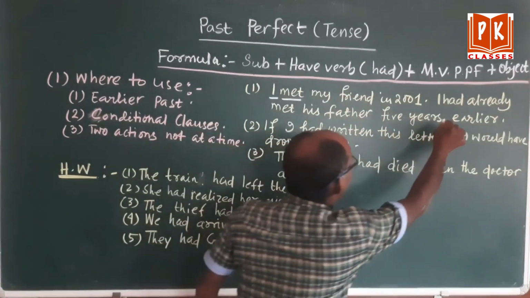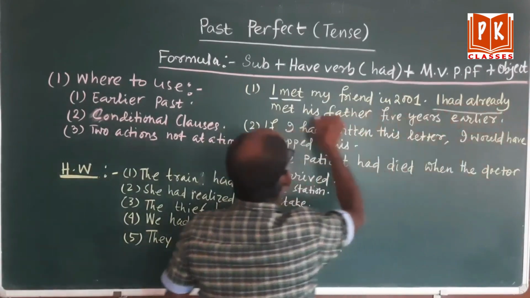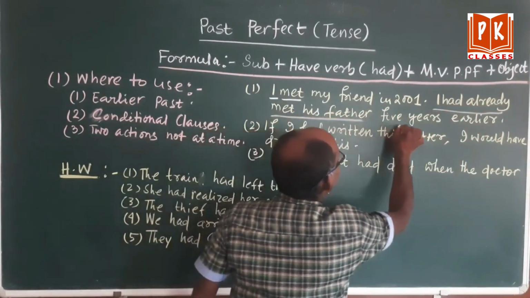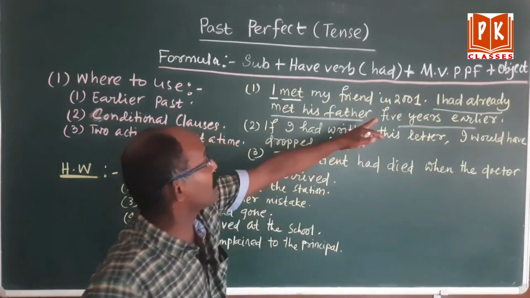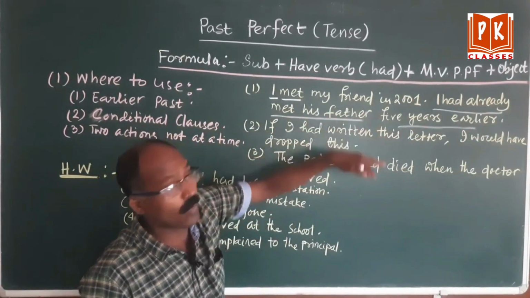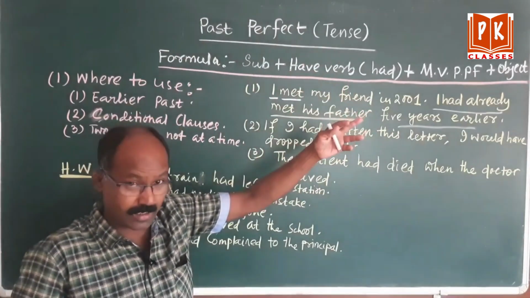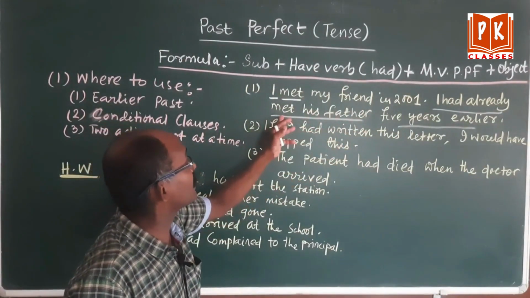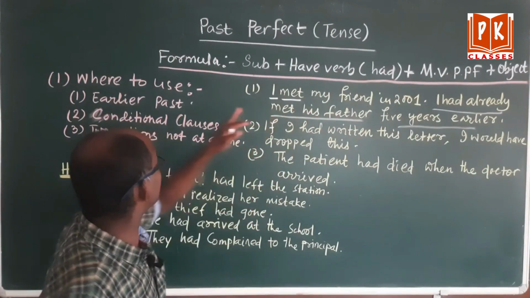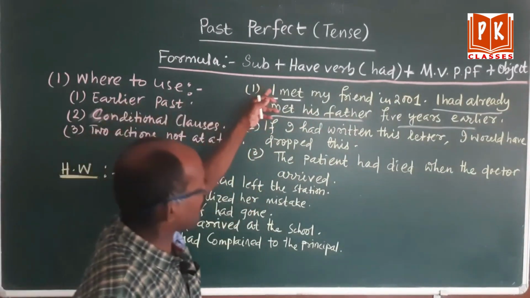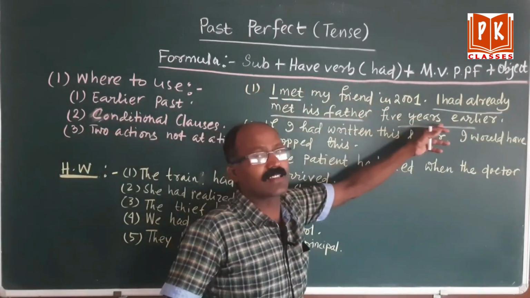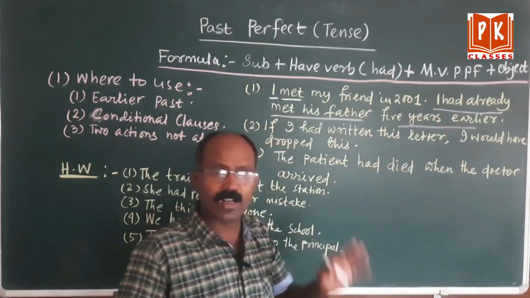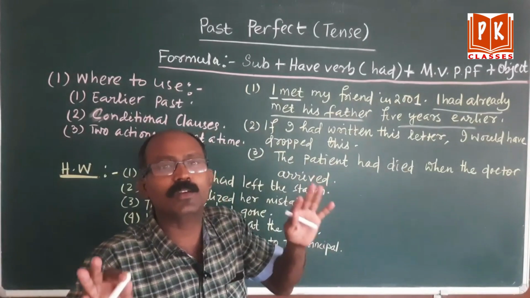But I had already met his father 5 years earlier. That means before 2001, that means 5 years earlier, I had met his father. So it indicates earlier past. Past is there, then earlier than that. There, already and yet we can use for the past perfect.